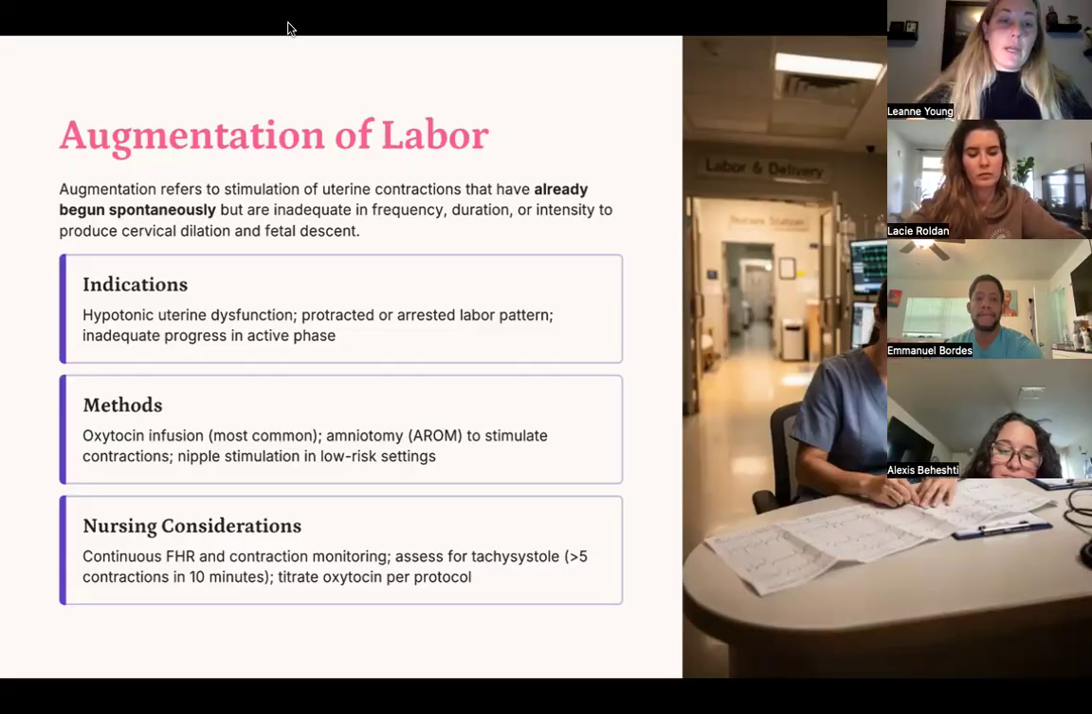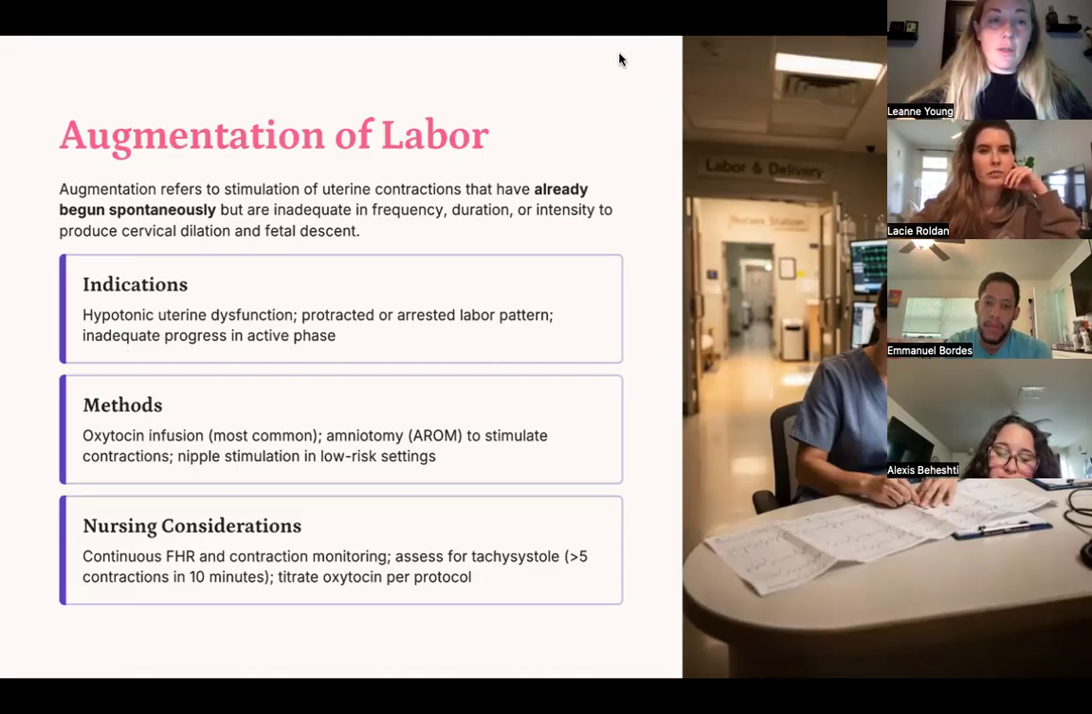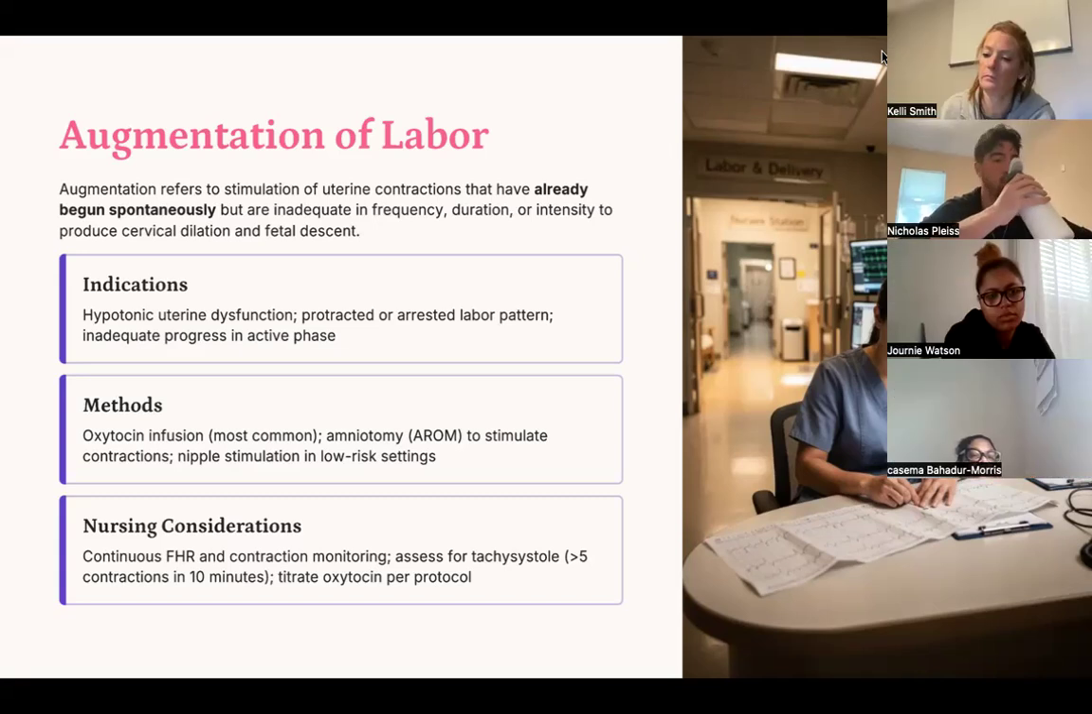The next one would be rupturing membranes, so artificial rupture of membranes to stimulate contractions. And then sometimes we can use nipple stimulation in a low risk setting. To be completely honest with you, nipple stimulation is something we may use if a patient doesn't want Pitocin and asks, can we try something else before we do Pitocin? And it's like, sure, we can pump for an hour or two and see what happens. But most of the time in an augmentation setting, we're going to need Pitocin.